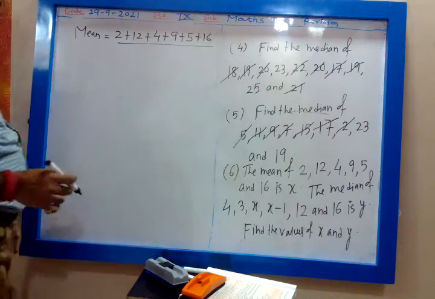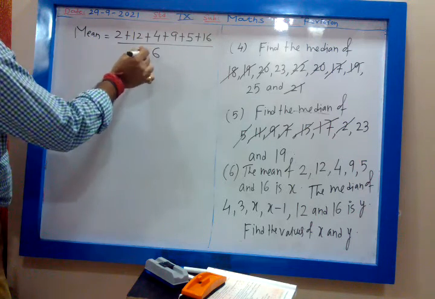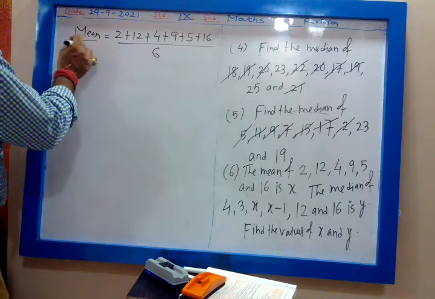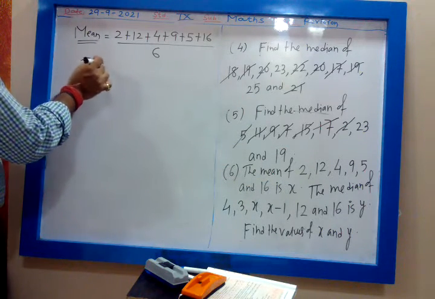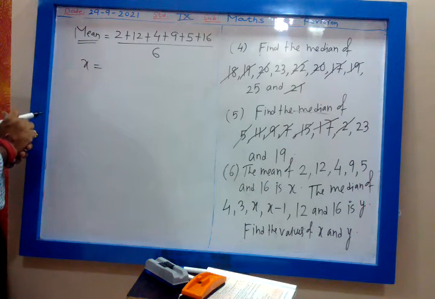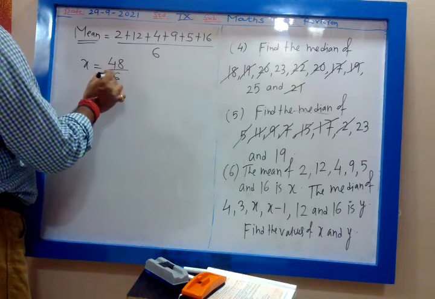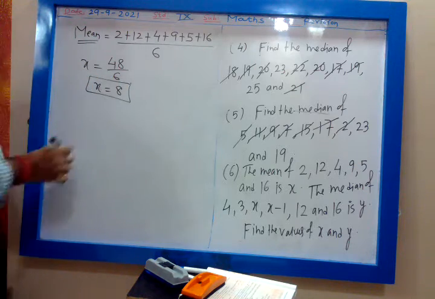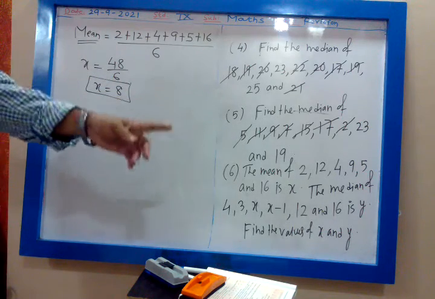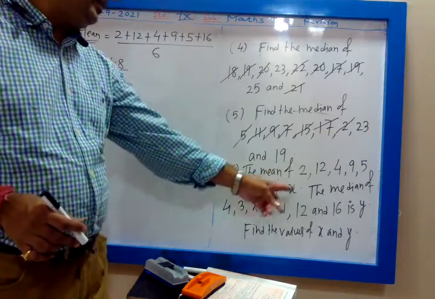Okay. How many numbers are given? 1, 2, 3, 4, 5, 6. So mean is, but the mean value is given. What is the mean value? X. The mean value is x. So x is equal to 14 plus 4, 18 plus 9, 27 plus 5, 32 plus 16, 48. 48 upon 6. So x is equal to 8. Okay. Once you find the x value 8, you find the data for median.